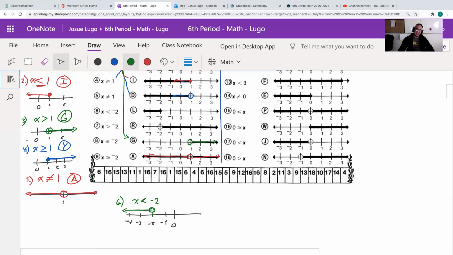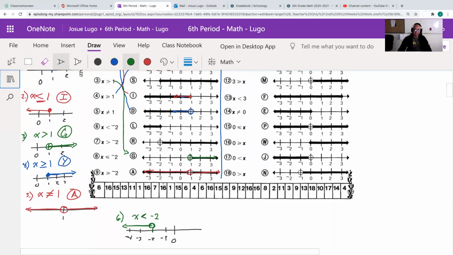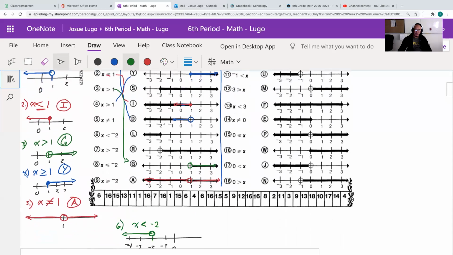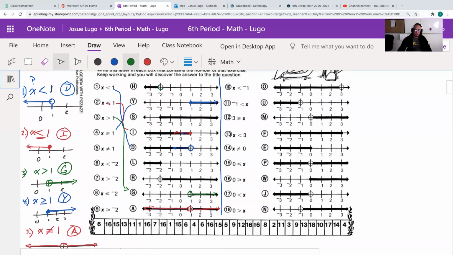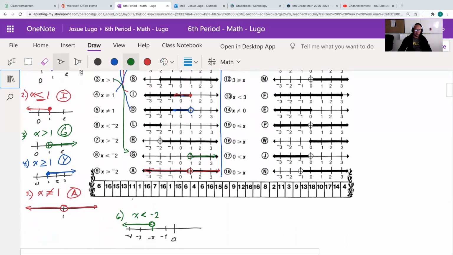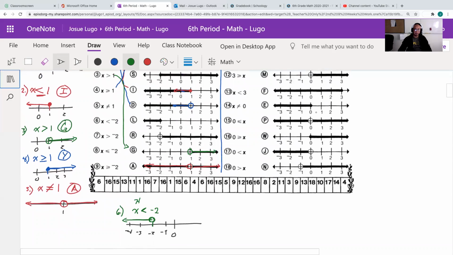So again, as you can see, anytime there is a line under it, the equal sign is going to be a closed shaded in circle, as I see in number 2 and number 4. But in numbers like number 3 and number 6, notice how there is no line under it. It cannot equal it. It's always going to be an open circle. So for 6, we're going to look at negative 2, open circle, shaded to the left. And that is H, open circle. So the answer to number 6 would be H.